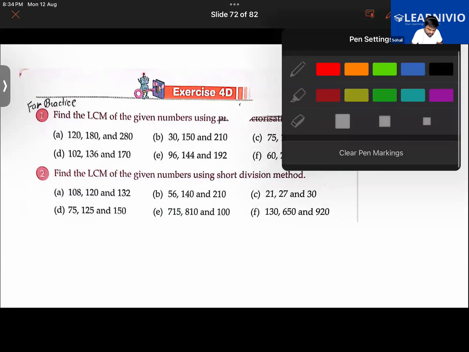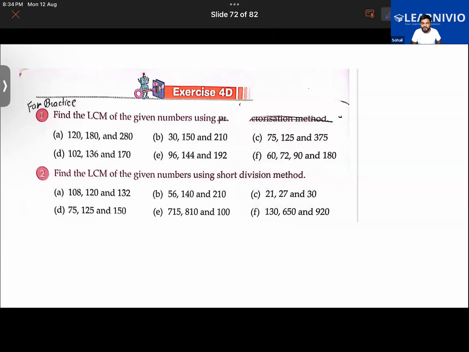And today our aim would be to complete this 4D and 4E, both of them. Okay, the chapter will be finished. In the previous class, we were learning about how to find LCM of given numbers using the prime factorization method, right? And we did practice some questions. Okay, now we'll be continuing from that.